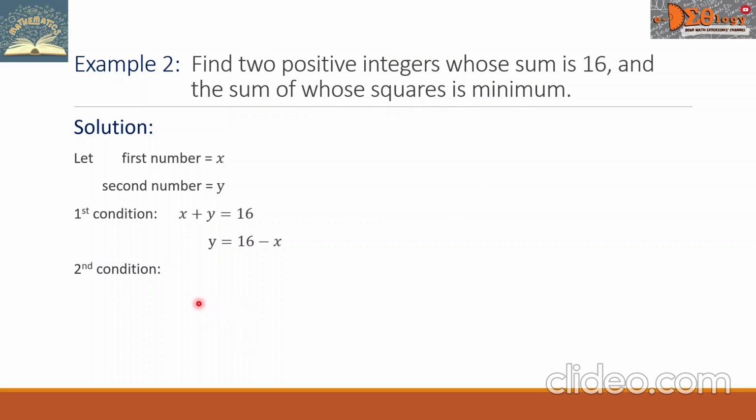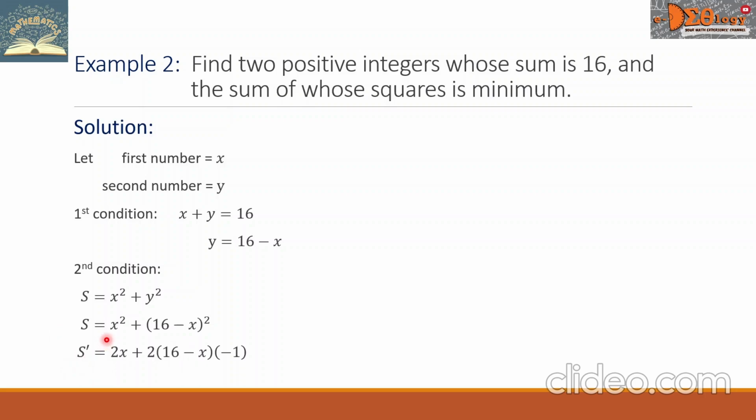So what we'll do here, we let s be the sum. We take the first number, we put a square, plus the second number y, and that is squared. Then we substitute the value of y, 16 minus x, in here. So it becomes like this. And then we can now take the derivative of this function.